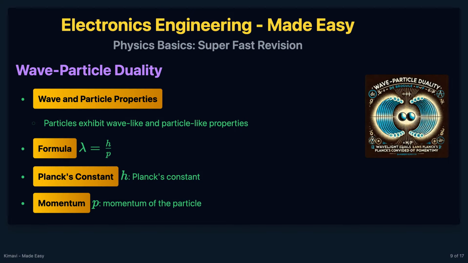Particles such as electrons exhibit both wave-like and particle-like properties. The wavelength lambda of a particle is given by the de Broglie relation, lambda equals h divided by p, where h is Planck's constant and p is the momentum of the particle.